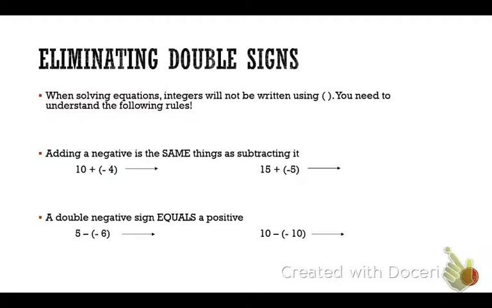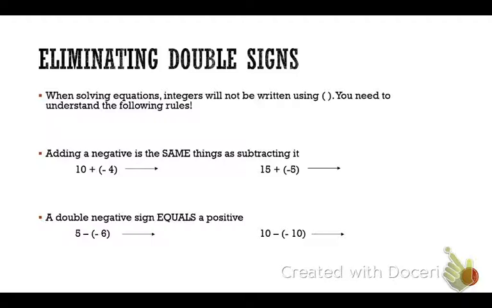There's one more thing I do want to teach you about, eliminating double signs. Sometimes double signs can be really tricky, so I want to explain to you what we can do to eliminate or get rid of a double sign. Whenever solving equations, integers will not be written using the parentheses. So most of the time we're going to be trying to get rid of those parentheses. You need to understand the following rules. Whenever you are adding a negative, it's the same thing as subtracting it.